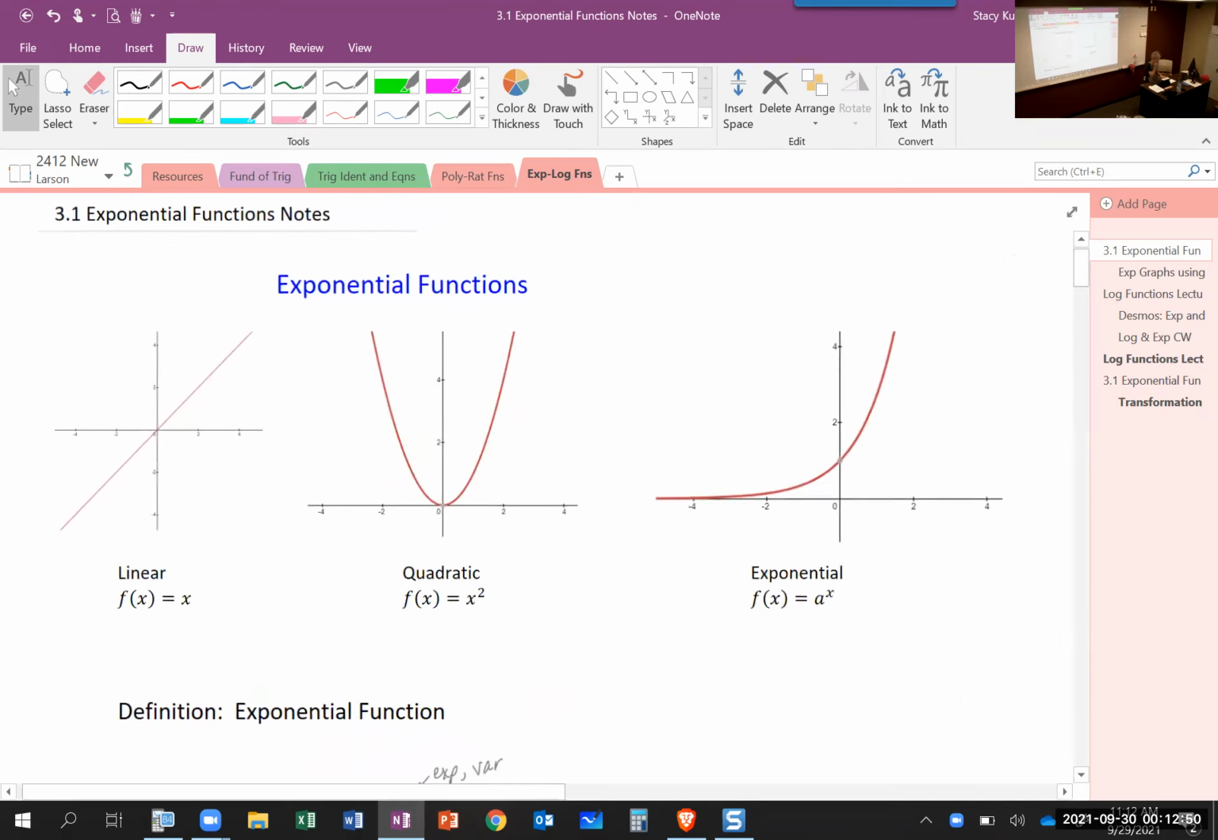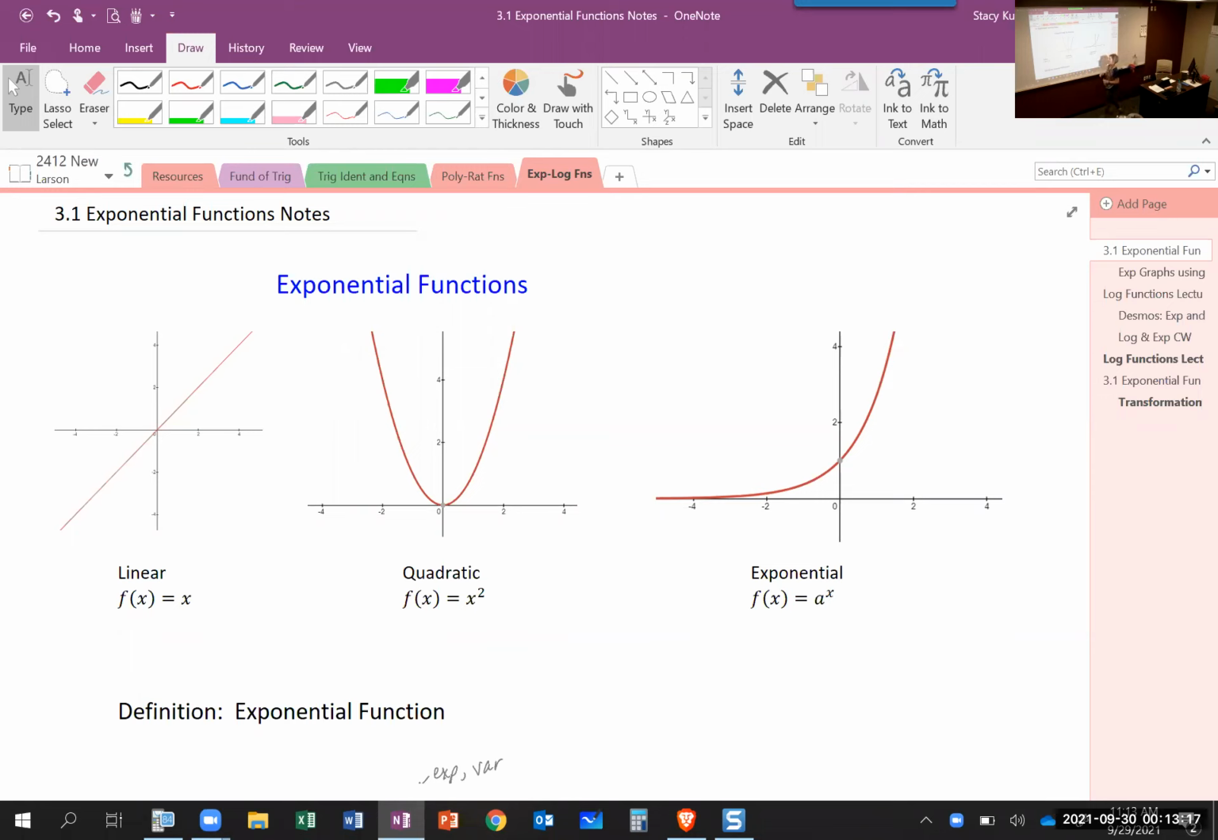All right, start a new chapter. Chapter 3. This chapter is about log and exponential functions, or exponential and log functions. So when we think about exponential functions, we have 3 functions we're used to seeing here.